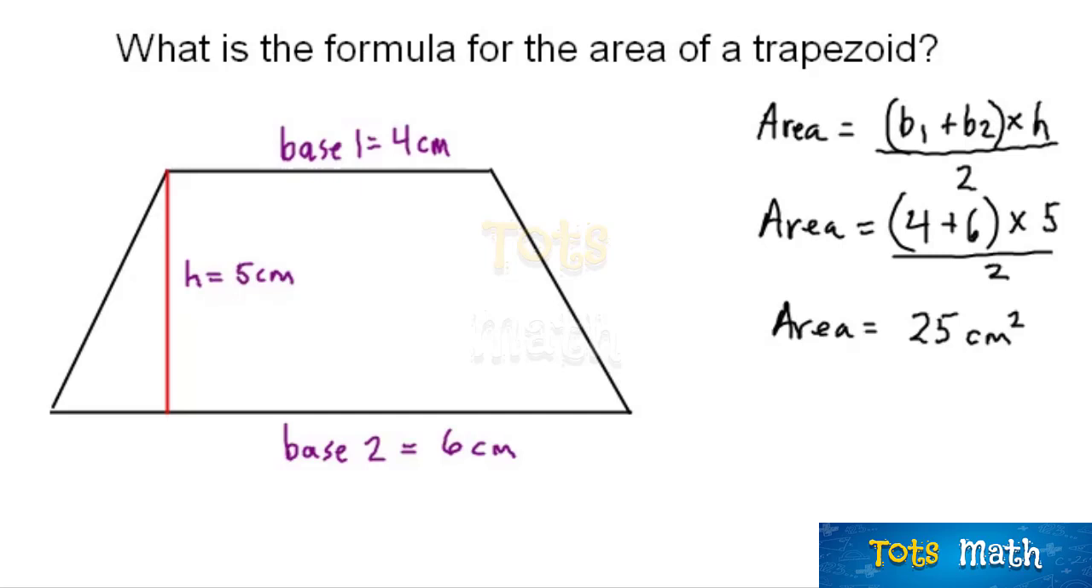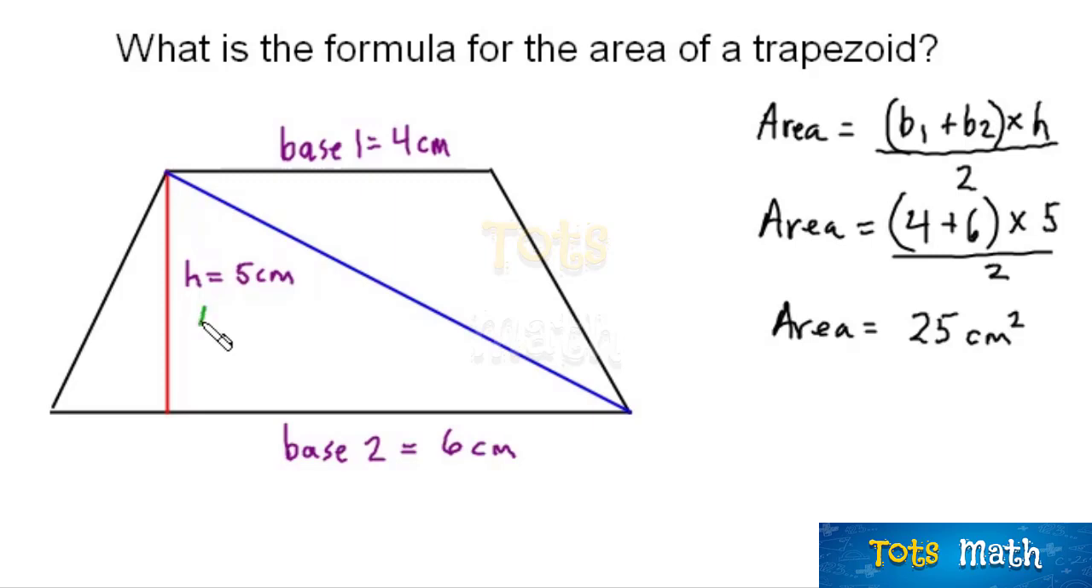All trapezoids can be divided into two triangles. So I'm going to draw a line segment from this vertex all the way over to this one. Now you can see I have two triangles. If I find the area of each triangle, then add the areas together, I should get the area of the trapezoid. And we know that's 25 square centimeters.